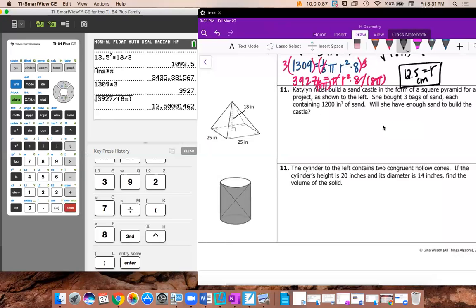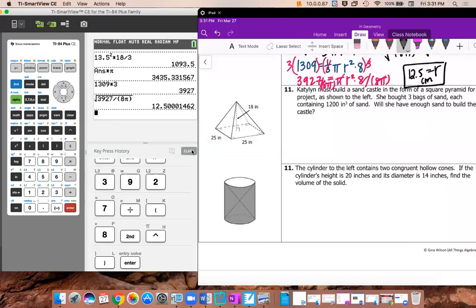So what we're going to do is find the volume of this pyramid right here and then see if 3 of these is going to be enough sand. Okay, so let's do volume. So volume is going to be 1/3. Now in this one, we're back to a square base pyramid instead of a cone. So it's going to be the area of the base, which is 25 squared, times the height. In this case, the height is 18. So we're just going to plug that in.